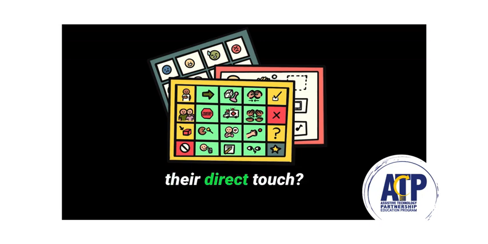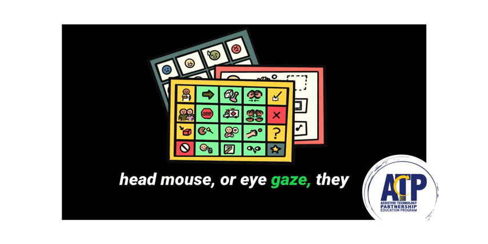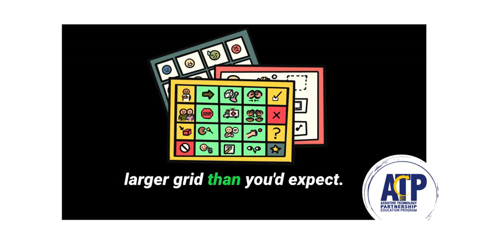Second factor is motor access. How accurate is their direct touch? Is there fatigue, tremors, limited range of motion? And this is a big one people miss. If someone can accurately hit small buttons using a key guard, a stylus, head mouse, or eye gaze, they might actually handle a much larger grid than you'd expect.